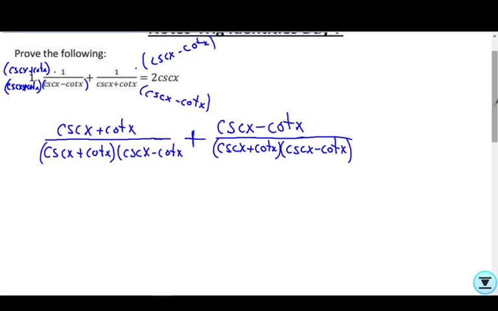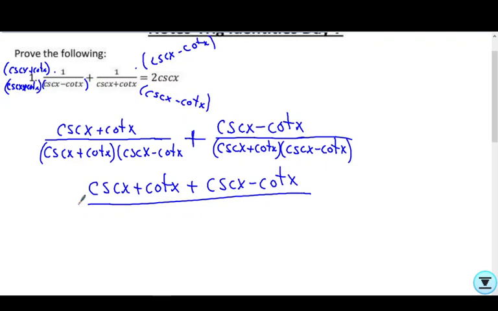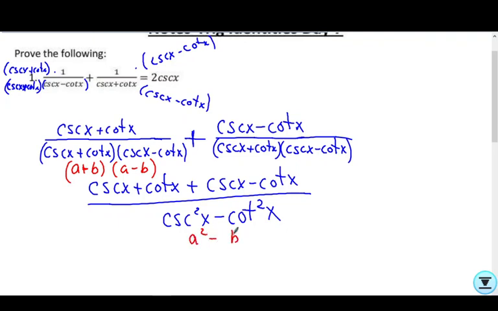So my numerator, when I add them, I'm going to get cosecant x plus cotangent x plus cosecant x minus cotangent x, all over the denominator. Since you notice the bottom, they are conjugates of each other, so when you multiply, this is that rule, a plus b times a minus b. When you FOIL that out, you get a squared minus b squared. So on the bottom, you end up with cosecant squared x minus cotangent squared x.